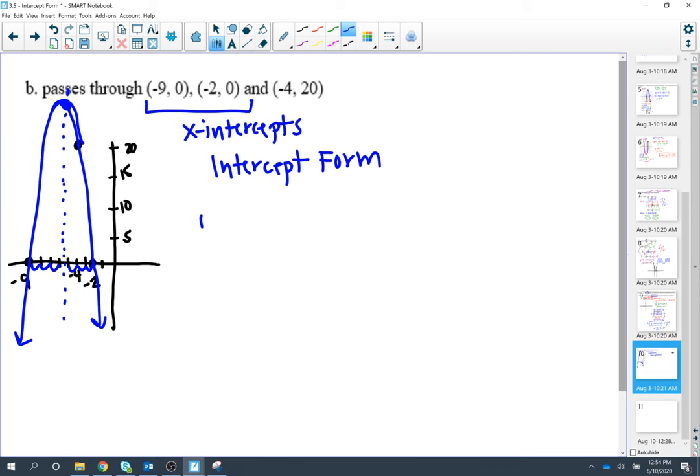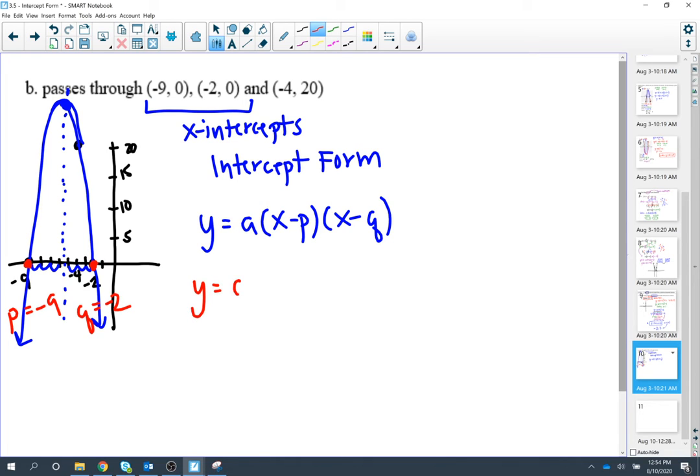Okay. y equals a times (x minus p) times (x minus q). Now, your p and q are right here. It doesn't matter which one's p and which one's q, but let's say p is -9 and q is -2. So y equals a times (x minus p), so x minus -9, which is x plus 9, times (x minus -2), which is x plus 2.